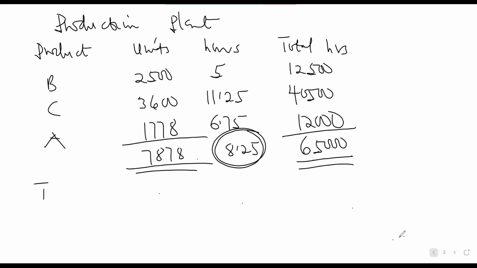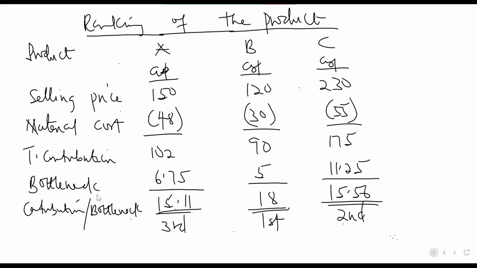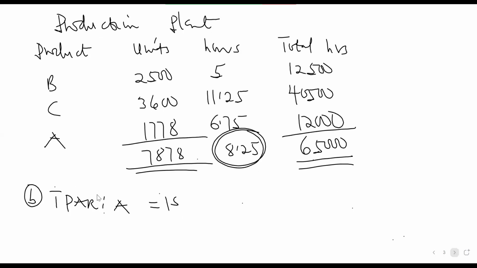So the throughput accounting ratio for A. Let's do the A first. Throughput accounting ratio for A. That will give us what? It will give us 15.11. Is that correct? Yes. Okay.